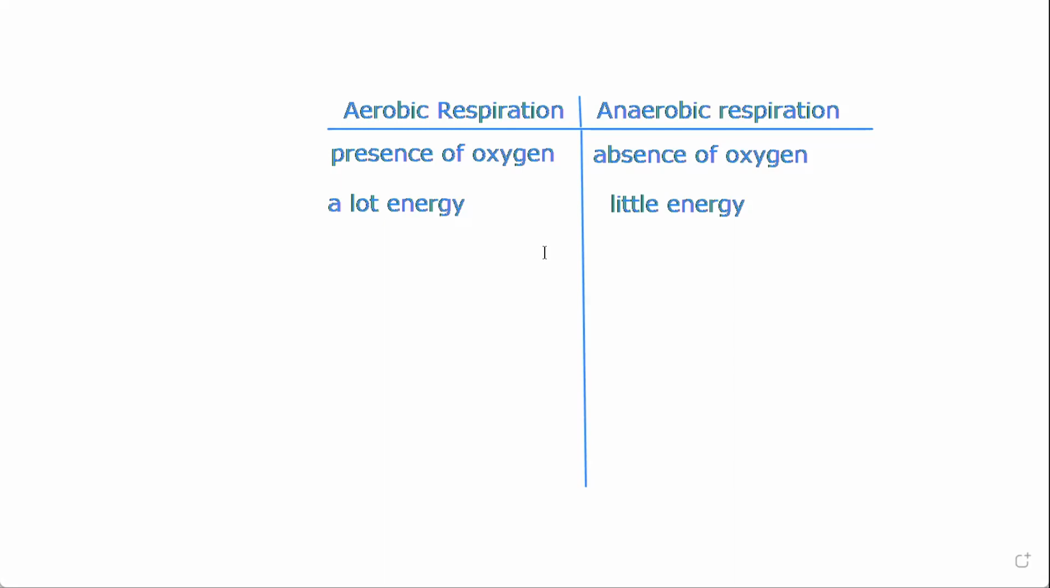So there will be glucose. Some of this glucose will be broken down by oxygen, and some will not be broken down by oxygen. Glucose will produce lactic acid. Yes, some will be broken by oxygen and some not. So after that, lactic acid will be produced.